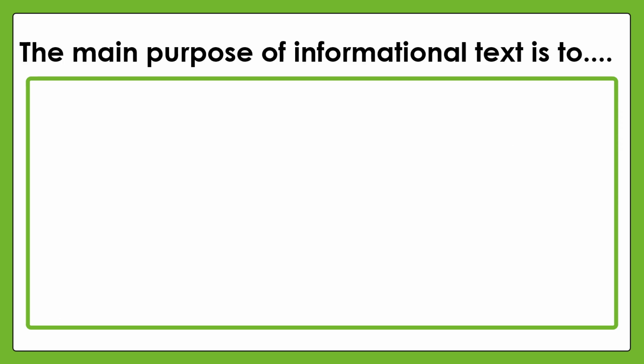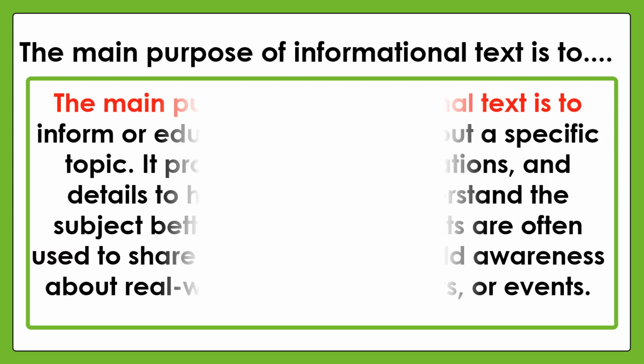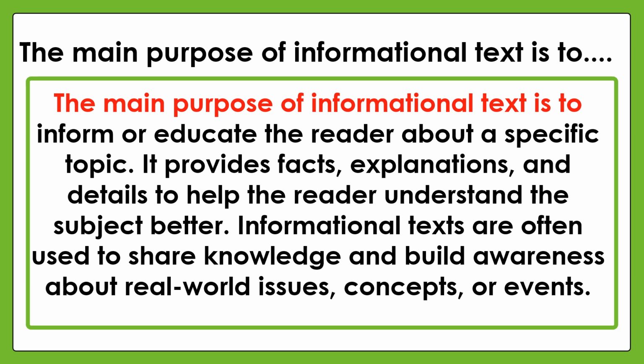The main purpose of informational text is to inform or educate the reader about a specific topic. It provides facts, explanations, and details to help the reader understand the subject better. Informational texts are often used to share knowledge and build awareness about real-world issues, concepts, or events.